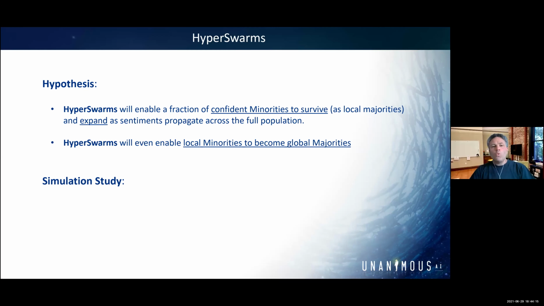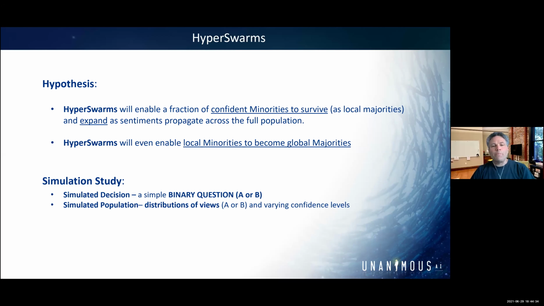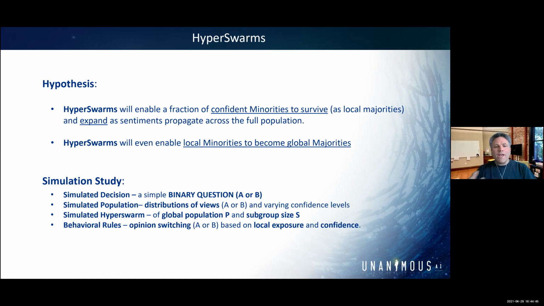And so we ran a comprehensive simulation study so we could really understand the dynamics before we do this with real people, which we are now doing. We created a simulated decision where people would either believe that the answer is A or B. We had a simulated population with a distribution of views of either A or B of varying confidence levels, a simulated hyperswarm of a global population P and a subgroup size S. And then we had simple behavioral rules that govern switching based on: do I think I'm in the majority or the minority, and what's my confidence, will I switch?